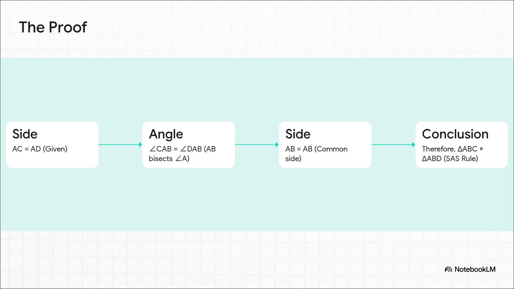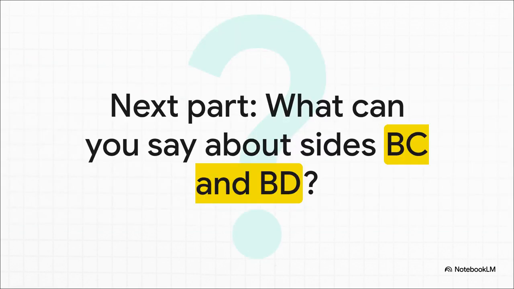Now, do we have another side? Yes, we do. Look at the line AB. It's part of the top triangle, and it's also part of the bottom triangle. So AB is equal to AB because it's a common side. And there you have it, side, angle, side. The triangles are congruent by the SAS rule. We did it! But hold on, the problem has one more little part.